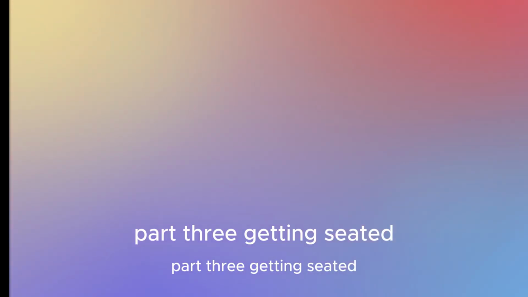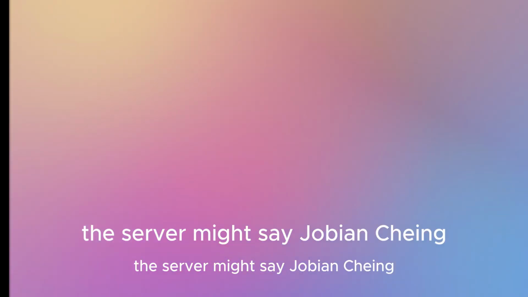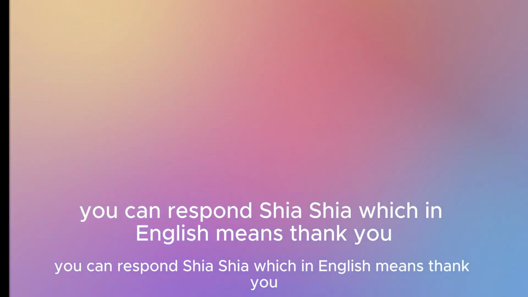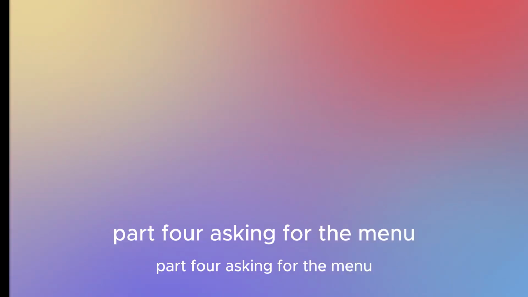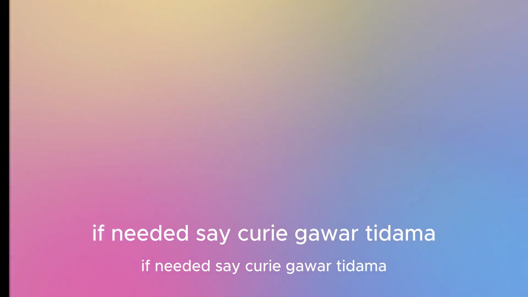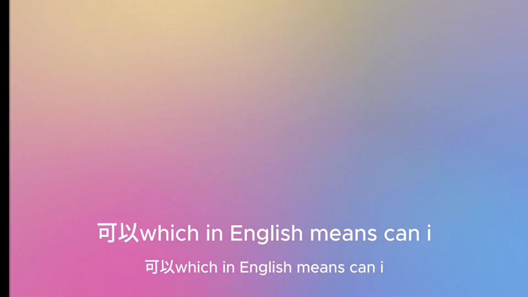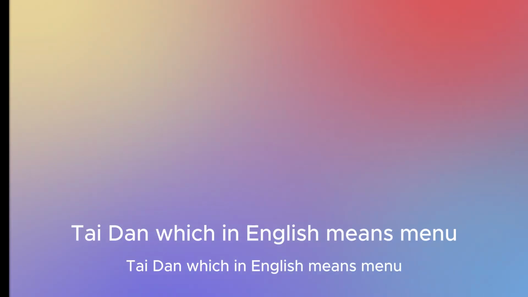Part 3. Getting seated. The server might say 这边请, which in English means this way, please. You can respond 谢谢, which in English means thank you. Part 4. Asking for the menu. If needed, say 可以给我菜单吗? Which in English means can you give me the menu? 可以, which in English means can I? 菜单, which in English means menu.